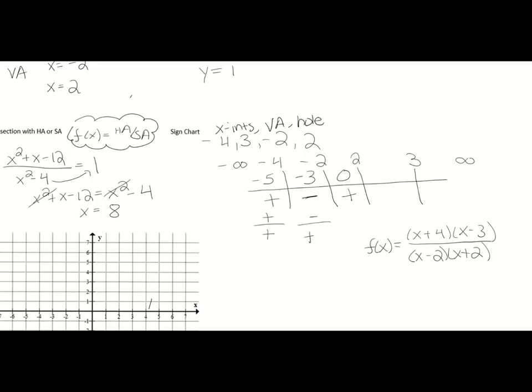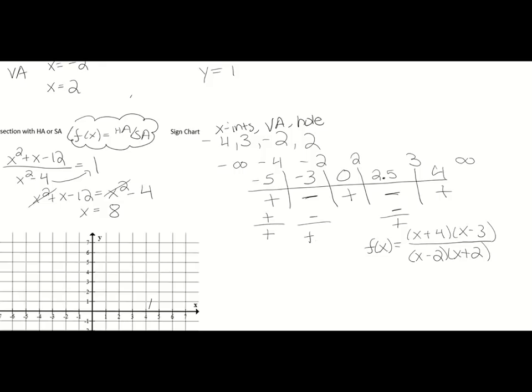Between 2 and 3, we're going to do 2.5. So 2.5 plus 4 is positive. 2.5 minus 3 is a negative. 2.5 minus 2 is positive. 2.5 plus 2 is positive. So that's a positive in the bottom, so the fraction is negative. And then if you plug in 4, everything will be positive. So this is positive. All right, let's put together our graph.